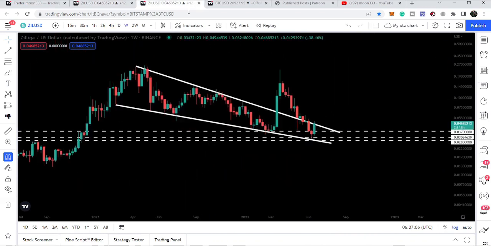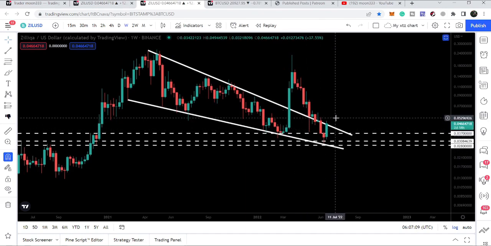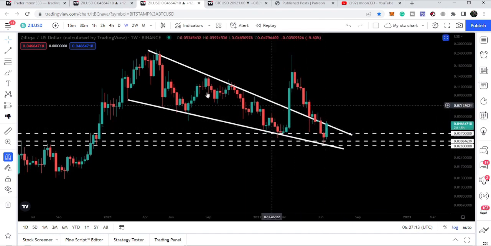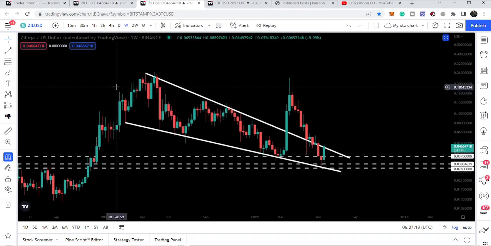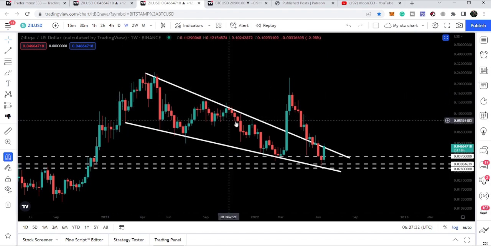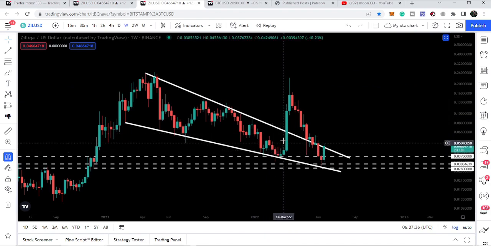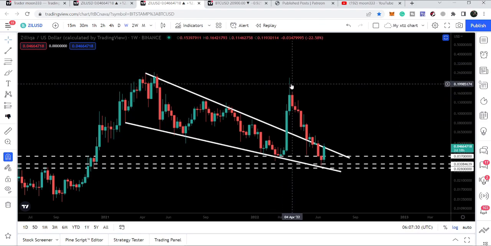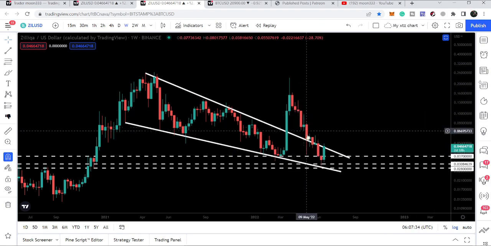Now let's move to the weekly time frame, and here this is the move that I was waiting for, that we should break out. We need to break out this very big resistance of this bigger falling wedge pattern. If you are following my videos on Zilliqa, then you may remember that I have been following this falling wedge pattern before this breakout. And after this breakout, we had a very big rally up to 23 cents.